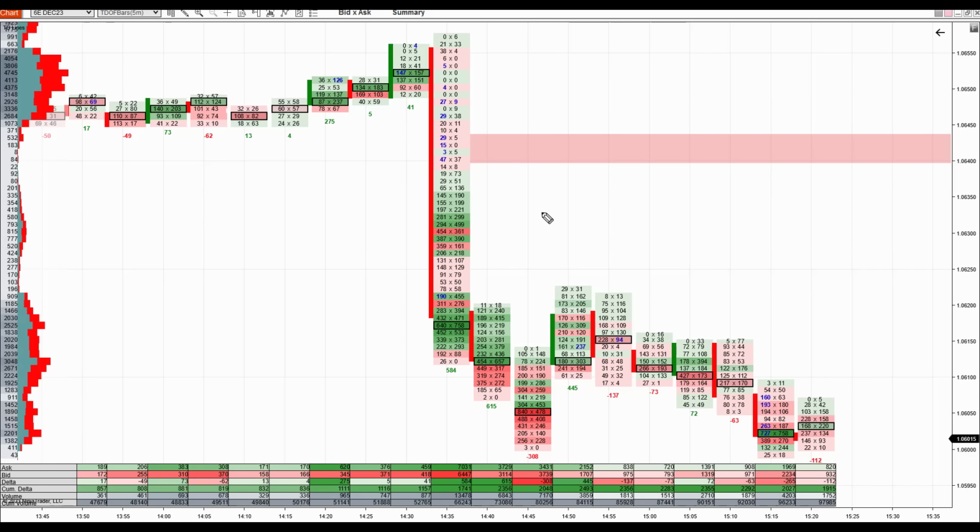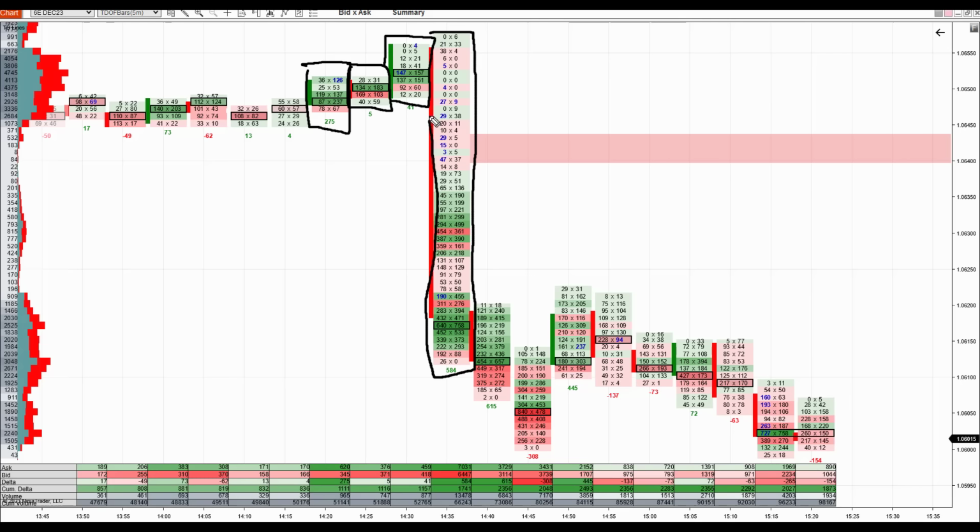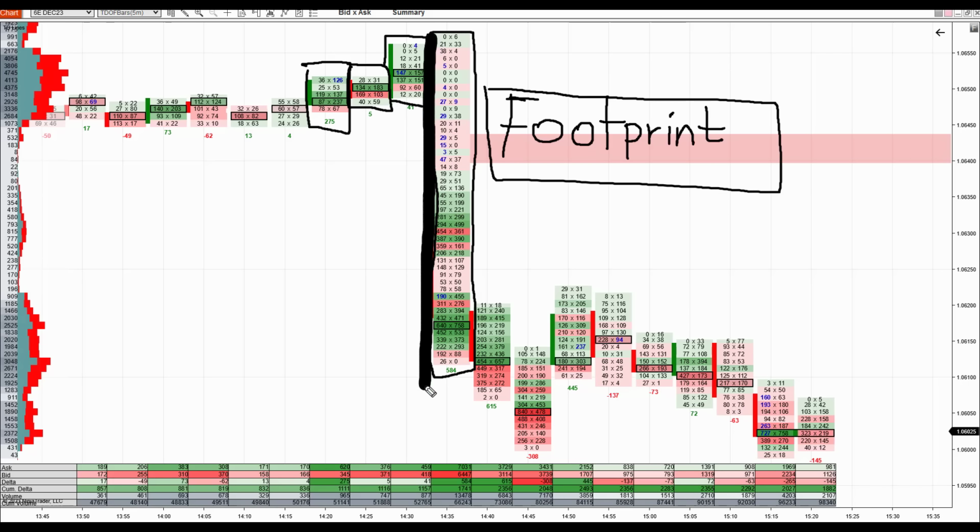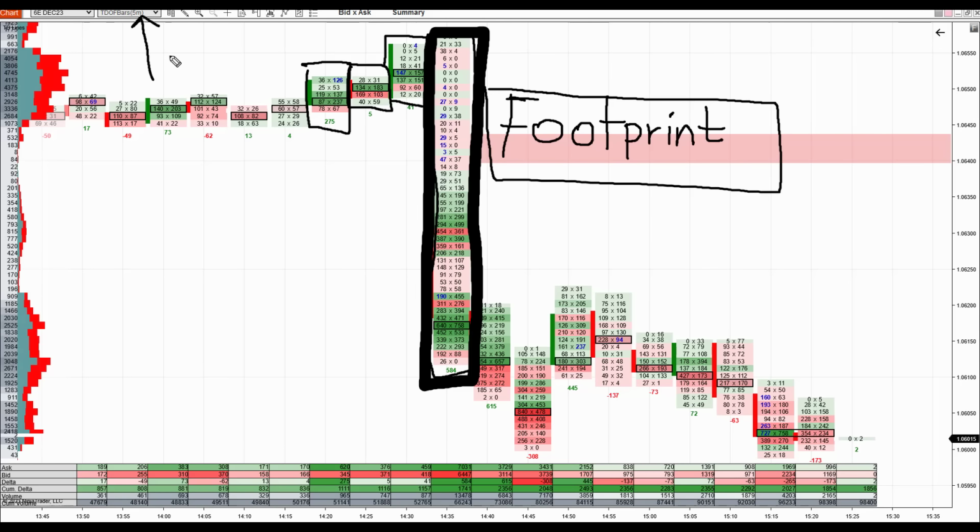Now, when you look at the order flow, those blocks are basically candles where volumes are shown. Those order flow candles are called footprints. This is a footprint. In this case, it is a 5-minute footprint, which is the 5-minute time frame, all right? Basically a 5-minute candle with volumes in it.